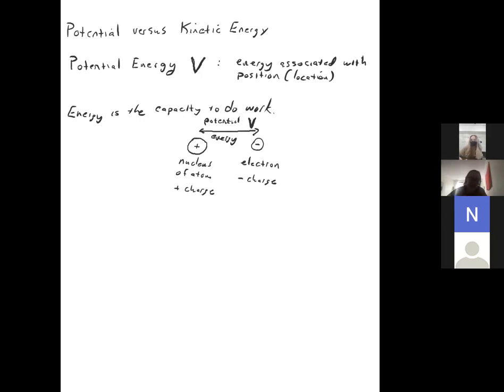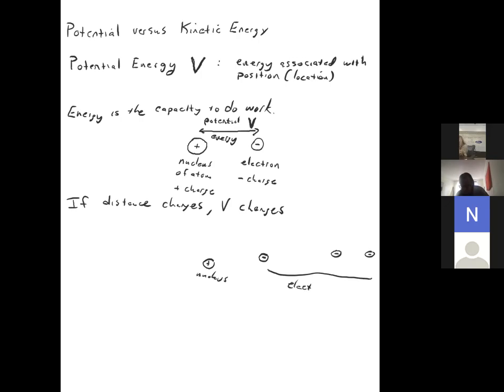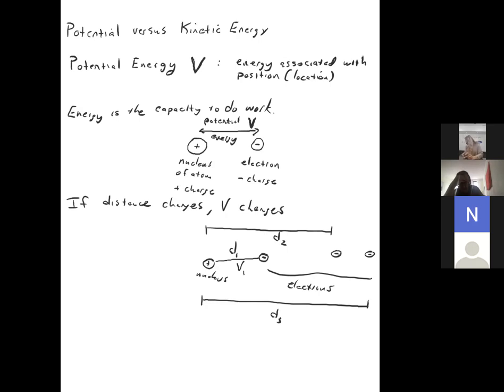So if the distance changes, the potential energy changes. So that's an important aspect of it, which is if the distance changes, the potential energy changes. So what happens in an atom is you have a nucleus, and then you have more than one electron. So you might have an electron here, you might have an electron here, you might have an electron here. These are electrons. So the distance between the nucleus and this electron, I'll call that D1 and D2, and that's different than this distance here, D3. So each of those electrons has a different potential energy, V1, V2, and V3.